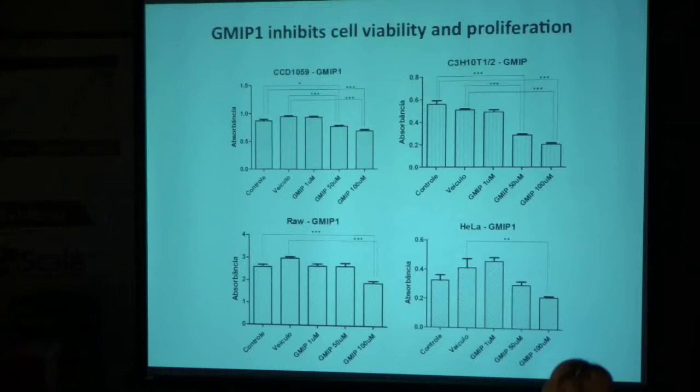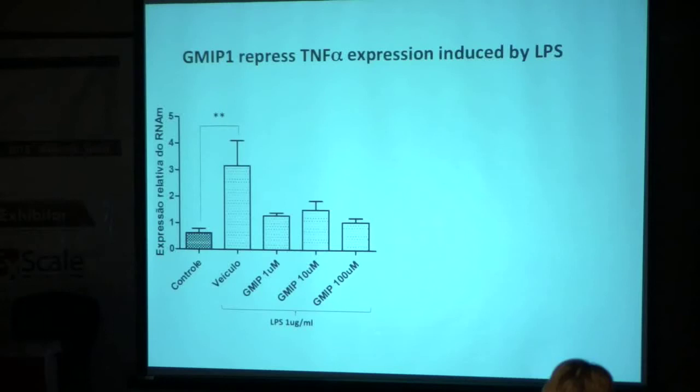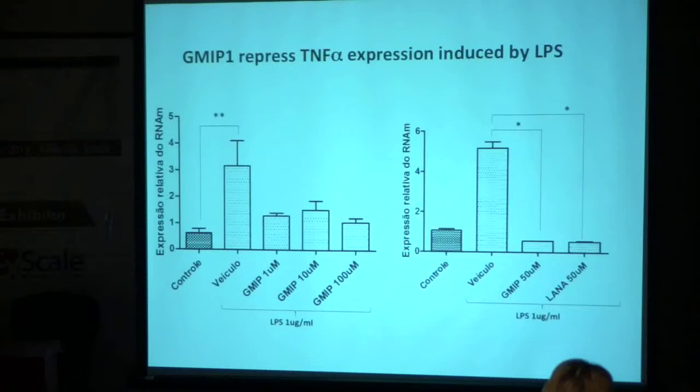So then we did some assays to check how these peptides can work on gene expression. We first tried TNF-alpha. I think this was very well discussed in several talks here. TNF-alpha is an inflammatory marker, so we decided to work with it first. And we saw that GEMIP1 can decrease the expression of TNF-alpha. It was a promising result for us to keep going and believe that this strategy can work.